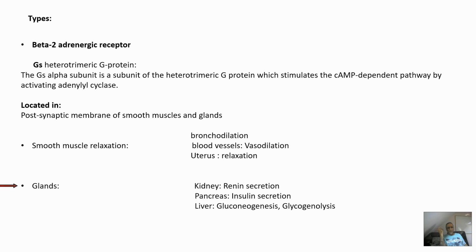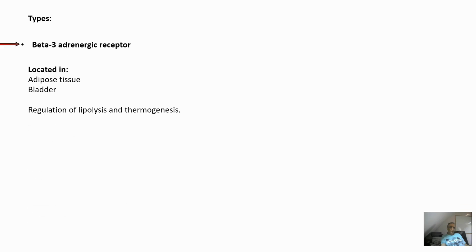In the glands, we also find beta 2 in the kidney for renin secretion, in the pancreas for insulin secretion, and in the liver for gluconeogenesis and glycogenolysis. The beta 3 adrenergic receptor we mainly find in adipose tissue and the bladder. It regulates lipolysis and thermogenesis in adipose tissue. The main mechanism is also the Gs heterotrimeric G protein.